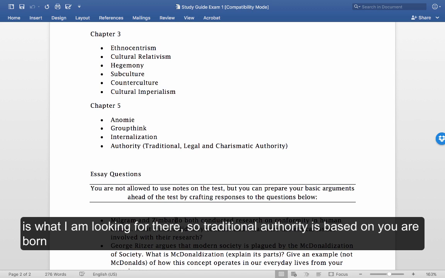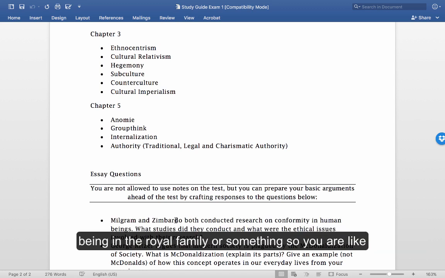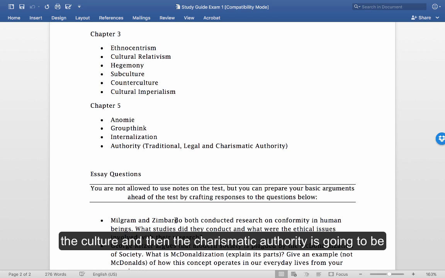So, traditional authority is based on, like, you're born into the royal family or something. So you're in a monarchy, that would be traditional authority. The legal is going to be someone based on the legal system, the legitimate authority of the culture. And then charismatic authority is going to be because people think that person's a good leader, right?